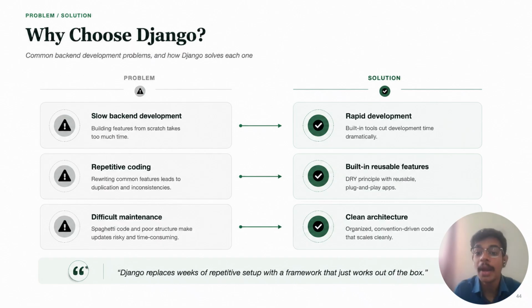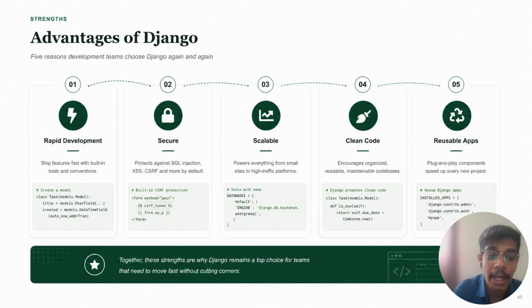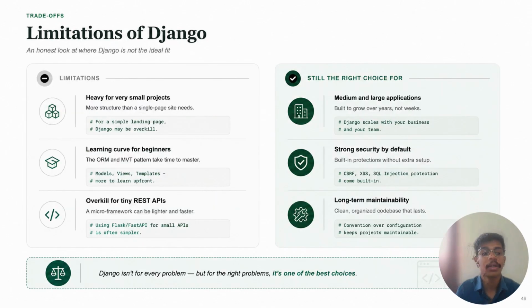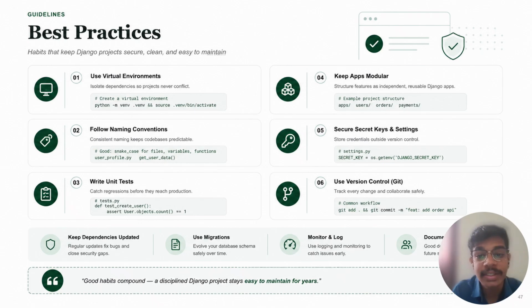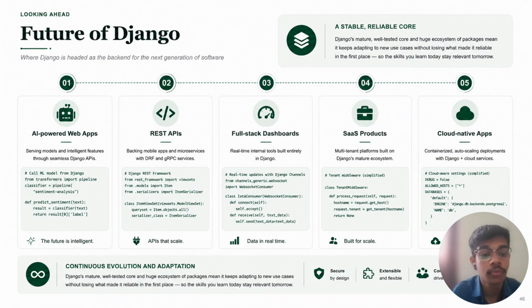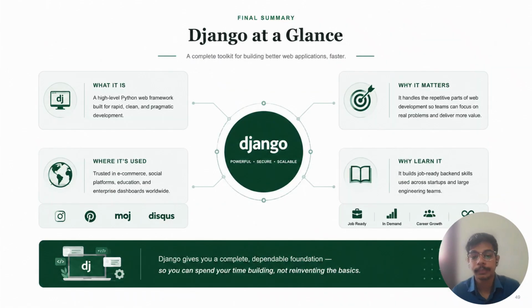So why choose Django? Because it has rapid development, built-in reusable features, and clean architecture. What are the advantages of Django? Rapid development, security, scalability, clean code, and reusable apps. The limitations of Django: it is best suited for medium and large applications. It has strong security by default, and long-term maintainability. Best practices are using virtual environments, following conventions, and using version control. And the future of Django is AI-powered web apps, REST APIs, full-stack dashboards, SaaS projects, and cloud-native apps.